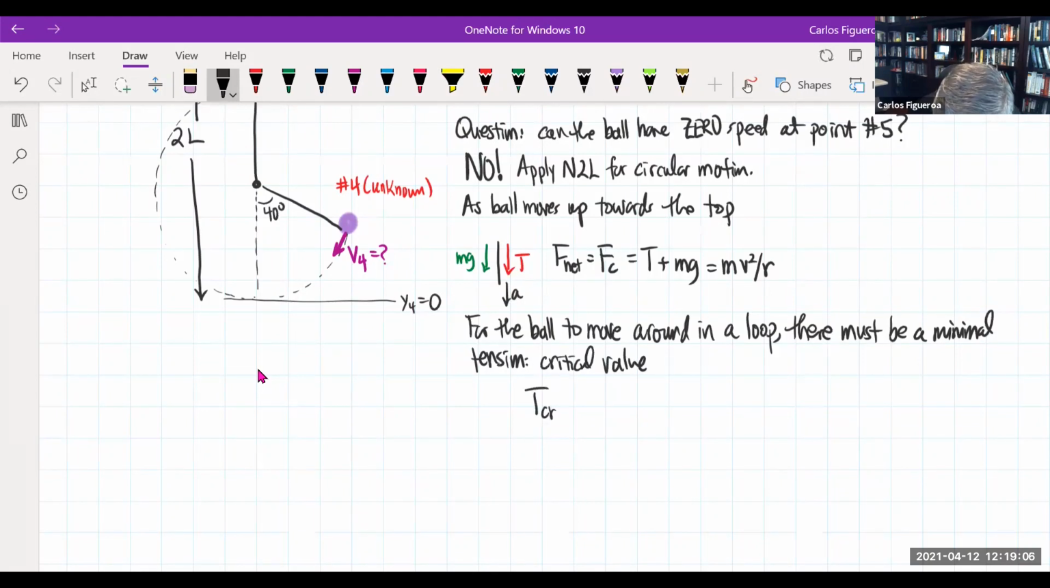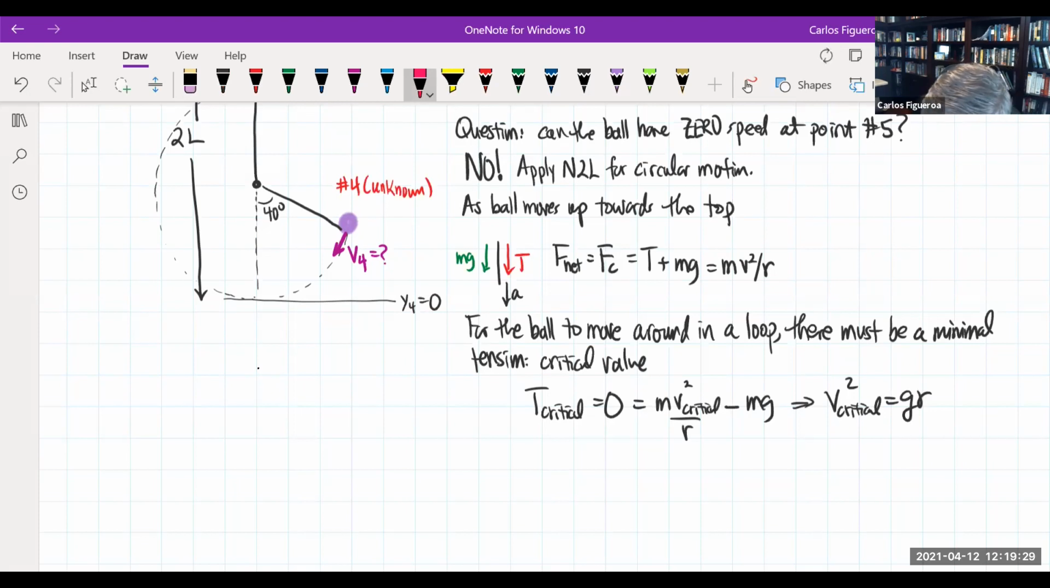where we say that T critical is equal to 0, then tells us that mv squared critical over r equals mg. In other words, it tells us that the critical speed must be the square root of gr. That's our critical speed. If you don't have that minimum speed, then you won't make it around the loop. So in other words, this guy has to be greater than or equal to that. Okay, so that's the condition.